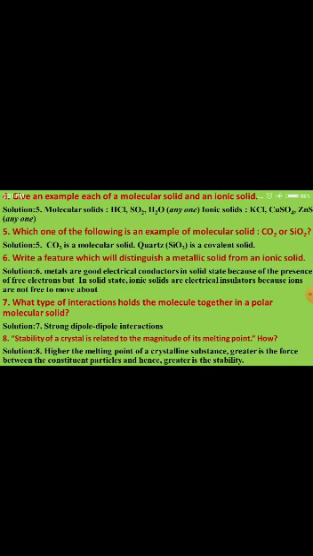Now question number 4. Give an example each of molecular solid and ionic solid. Here, as the name indicates, molecular solid means the compound made up of molecules, and ionic solid means the compound made up of ions. So some common examples are HCl, SO2, H2O, CO2. You can write any one. In ionic solid, NaCl, KCl, copper sulfate, ZnS. These are the common examples of molecular solid and ionic solid.